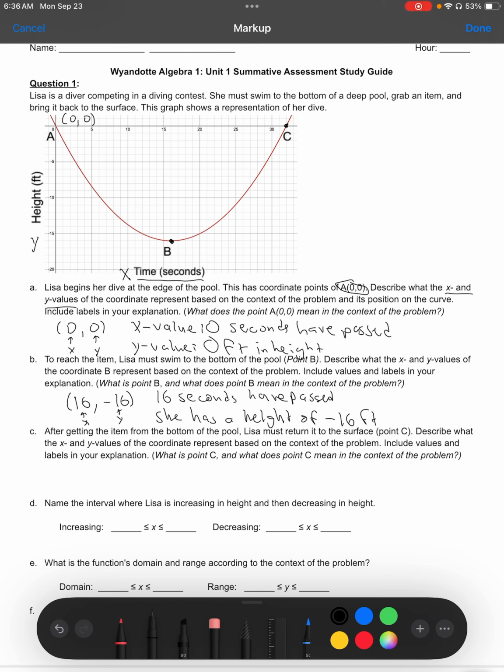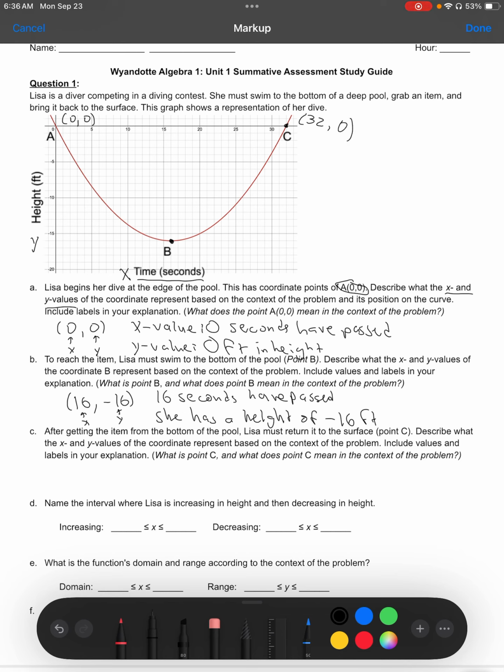So point C looks like it is 32 seconds into the dive. And then here's where I thought a lot of people get confused when we were doing the study guide. It is 32 seconds, but at this point, it is 0 feet. She's back up to the surface. She's not down still in the pool. She's not above the pool. When she brings it back up to the surface, she would be at 0 feet.